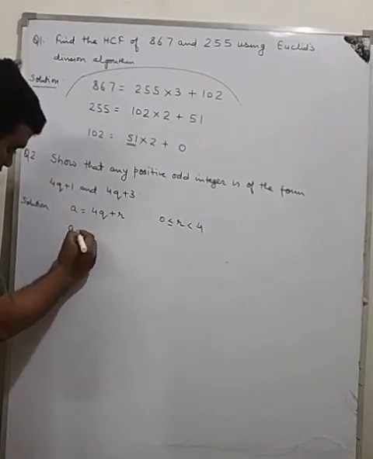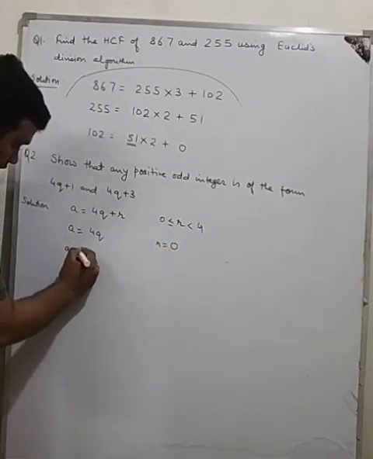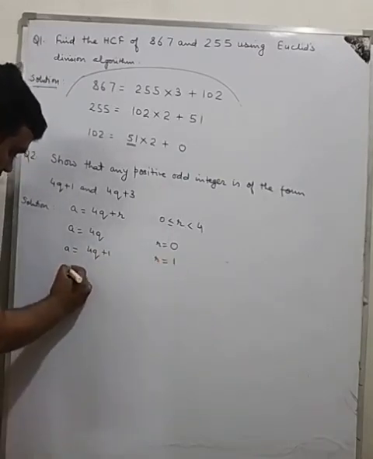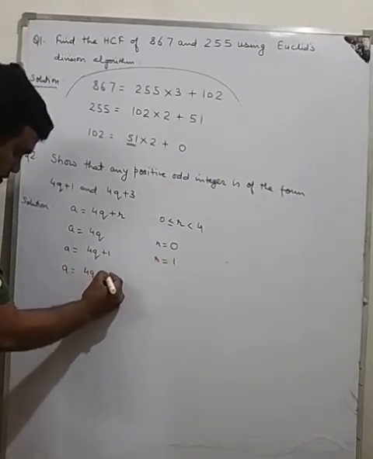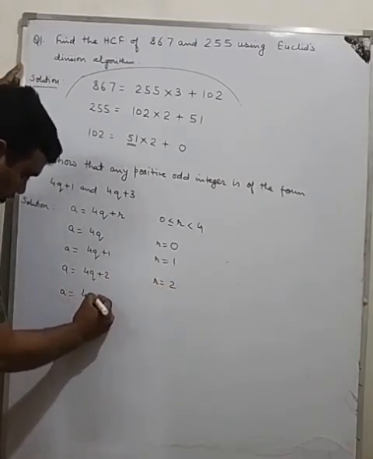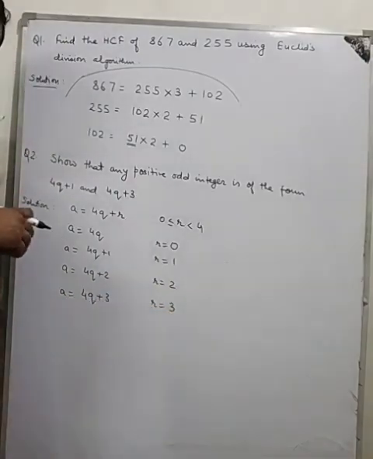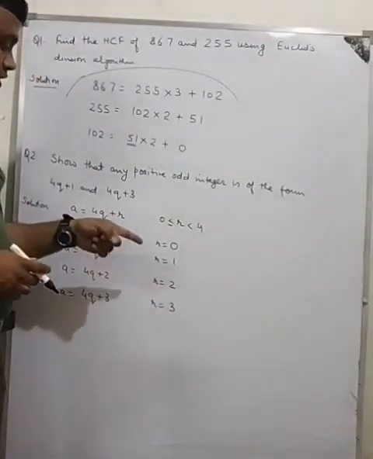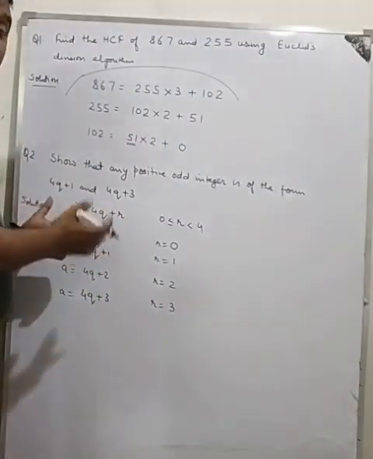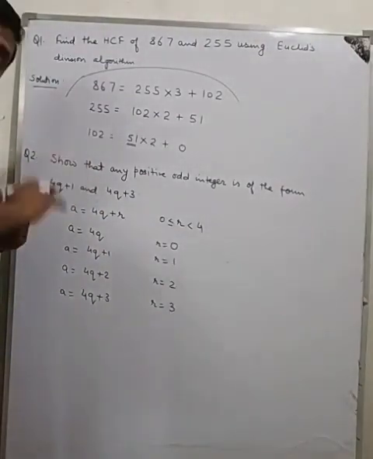Now, a is equal to 4q when r is equal to 0. a is equal to 4q plus 1 when r is equal to 1. a is equal to 4q plus 2 when r is equal to 2. And a is equal to 4q plus 3 when r is equal to 3. Now, r starts from 0 and goes till 3, it can't be 4. This is the principle of this Euclid division lemma.